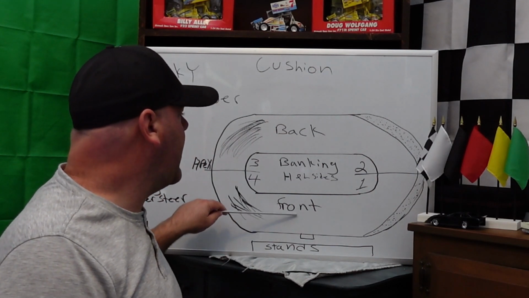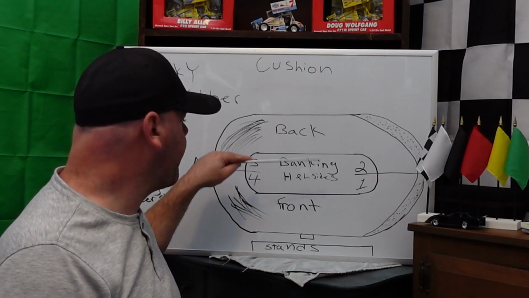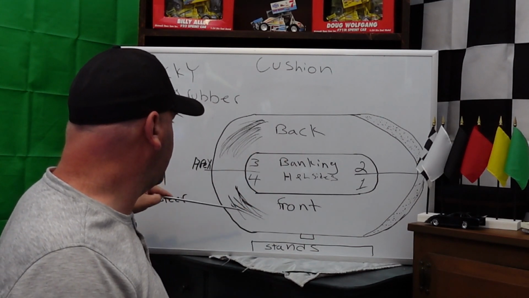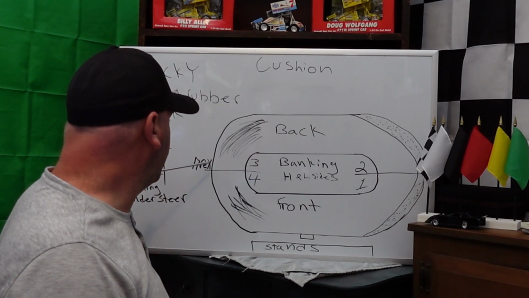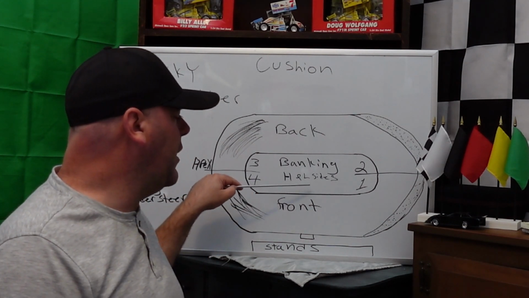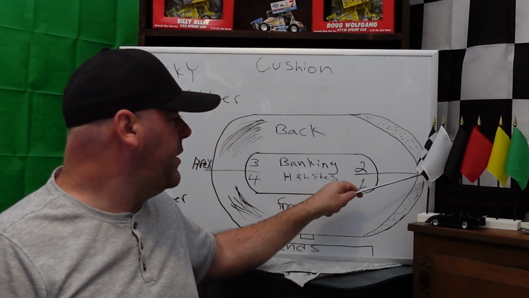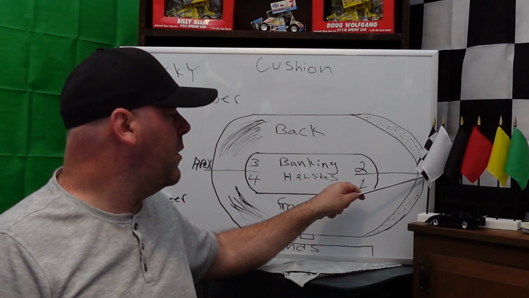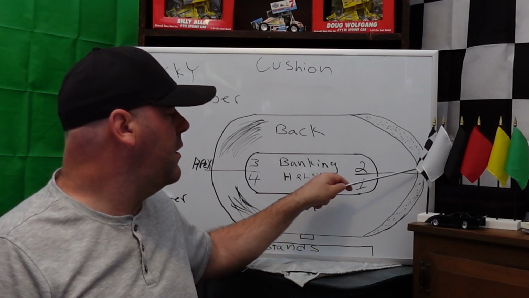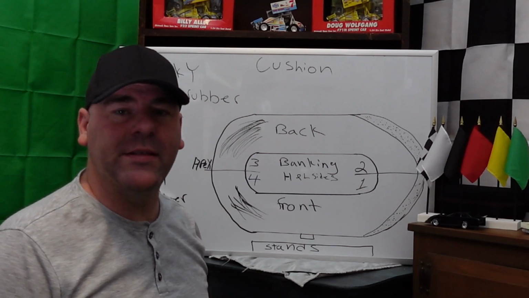So you have the front stretch, the back stretch, turns 1, 2, 3, and 4. You have the apex, which is the top of the corner, and then high side and low side, which deals with your banking, which is the angle of the corners. Low side is on the inside, outside is the high side.